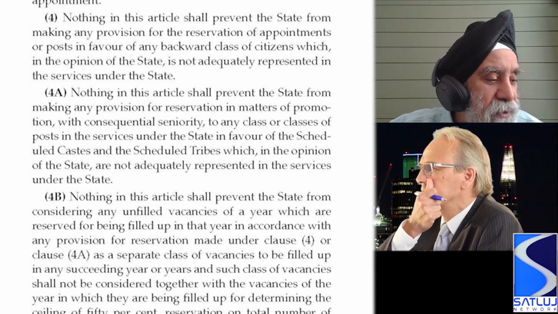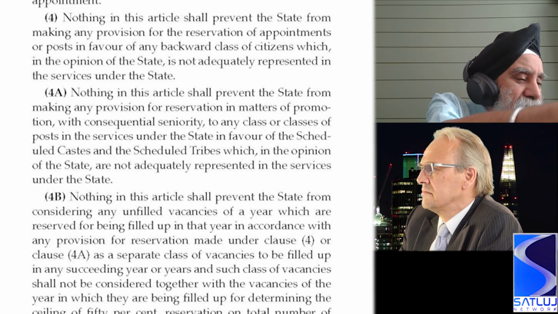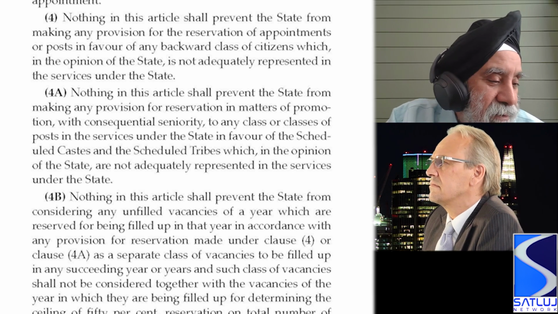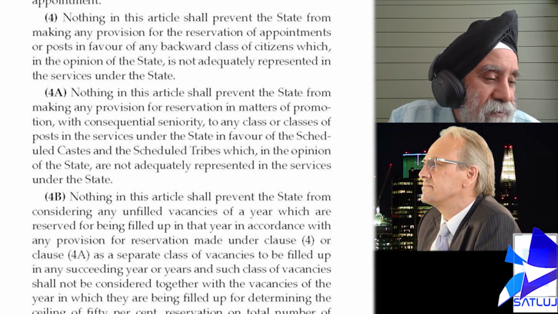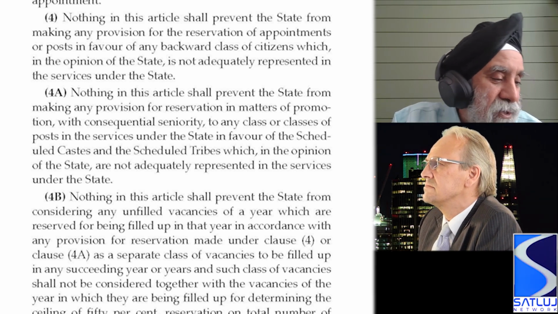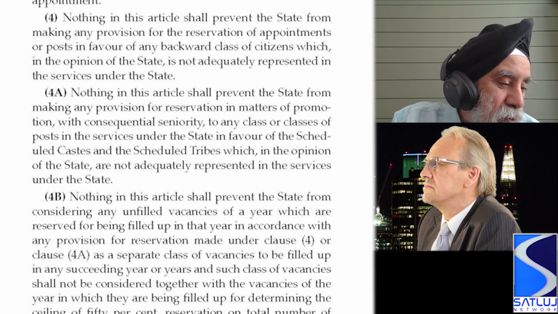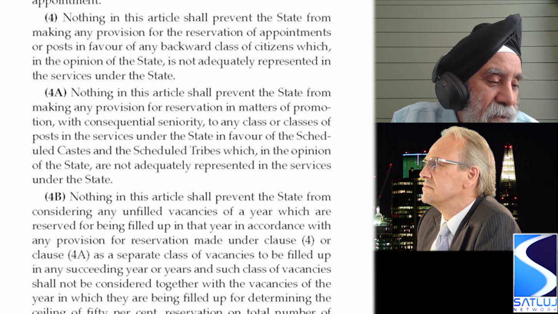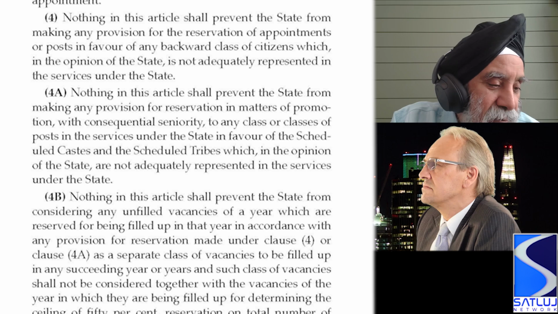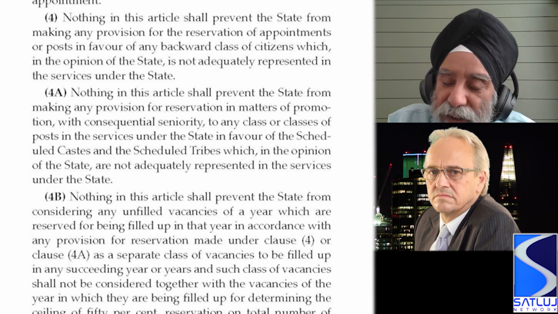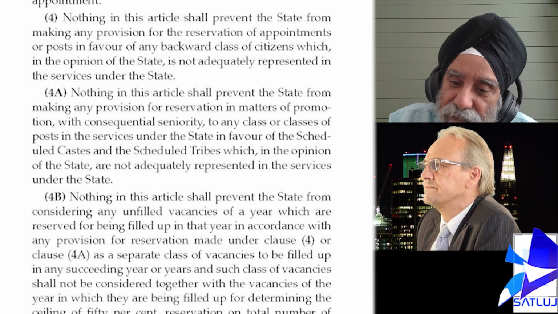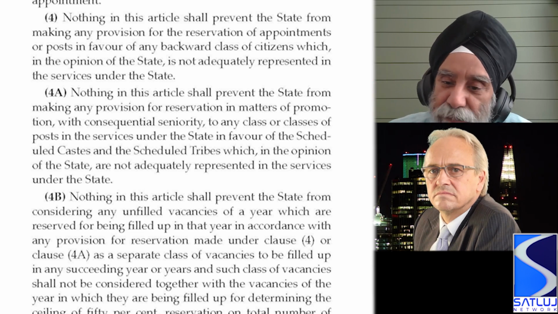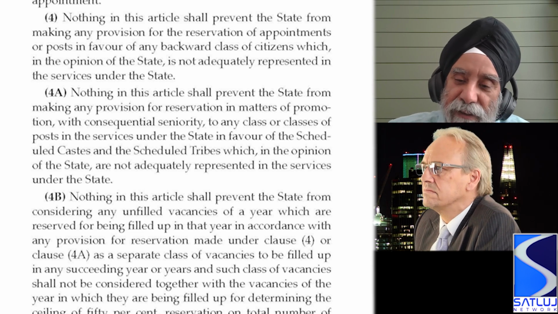Let's go to number 4. This clause 4 again has subclauses, 4A, 4B. Nothing in this article shall prevent the state from making any provision for reservations in matter of promotion with consequential seniority to any class or classes of posts in the services under the state in favor of scheduled castes and the scheduled tribes, which in the opinion of the state are not adequately represented in the services under the state. Same thing, opportunity to fiddle with the system. That's all it does. But it guarantees an untouchable, that very position stays right in there, right where they need to be, they put them right there.